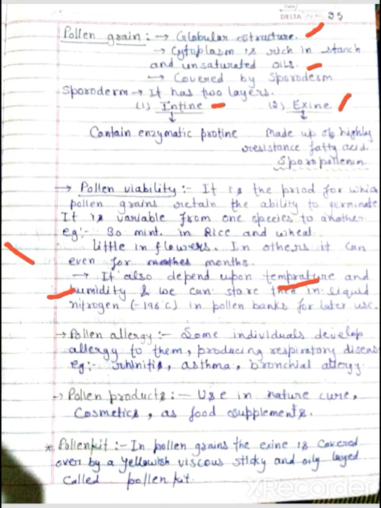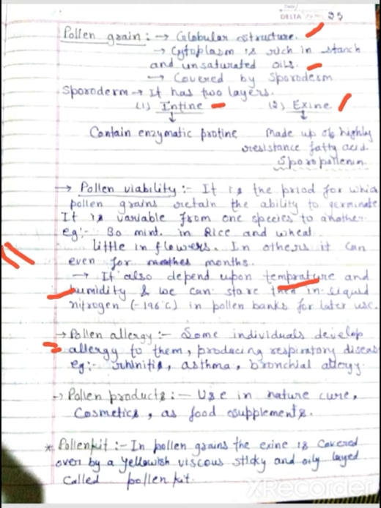Now, there are some allergic reactions and diseases that can be observed, that is pollen allergy. What is pollen allergy? If somebody inhales the pollen, like when you smell a flower, anybody can inhale the pollens because they are very small in size, tiny particles. So anybody can inhale them through their nose, and it can generate an allergic reaction. Some individuals develop allergy to them, producing respiratory disease, for example rhinitis, asthma, bronchial allergy, etc.